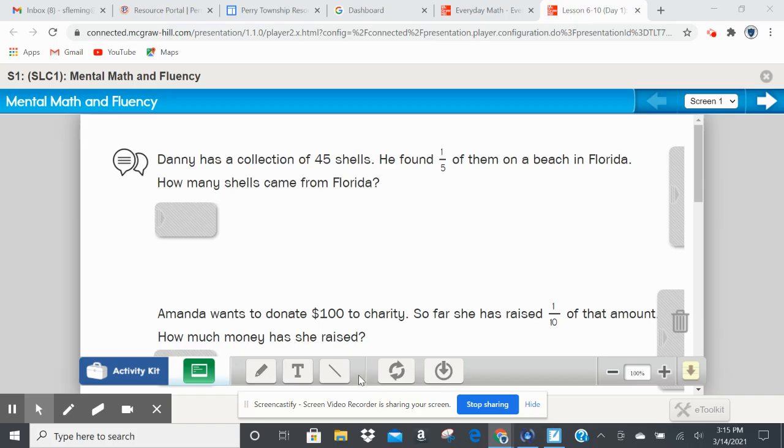Let's go ahead and continue on to lesson 6-10 and begin with our mental math. Today we have two problems. Let's go ahead and try to solve both of those. Go ahead and pause the video and give both of those problems a try.